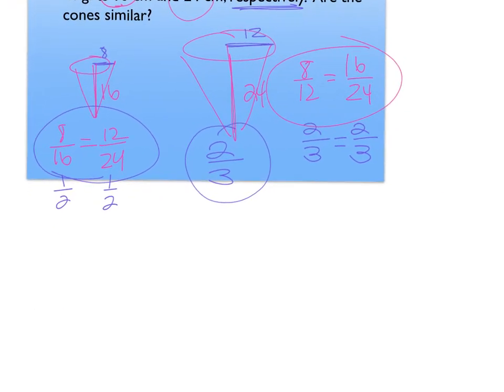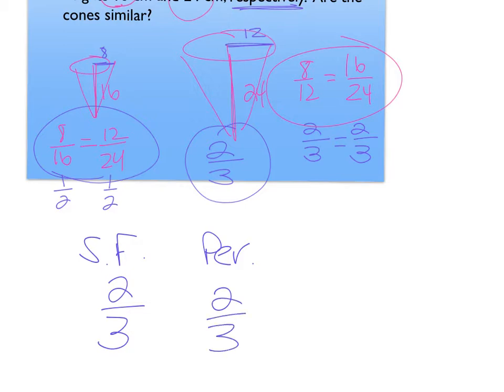So if we know that the scale factor is 2 to 3, what's the ratio of the perimeters? 2 to 3. So scale factor is a linear measurement, so it's perimeters, right? Those would be the same. How about what's the ratio of the areas?